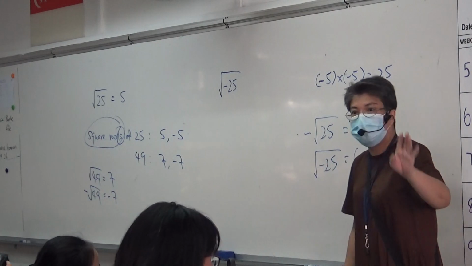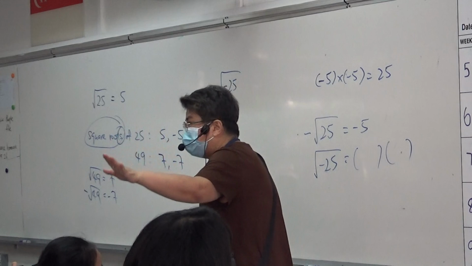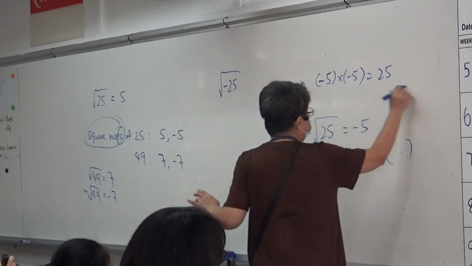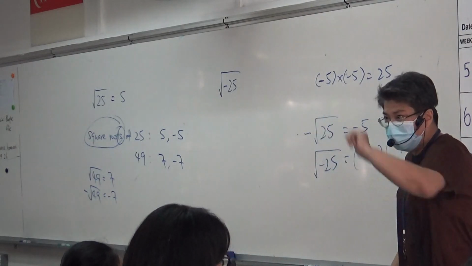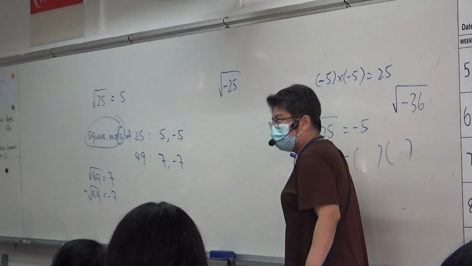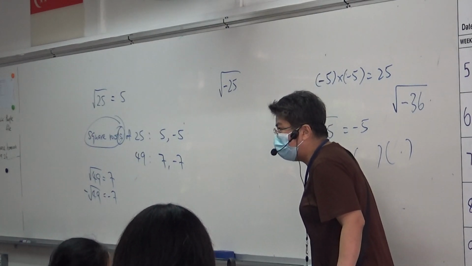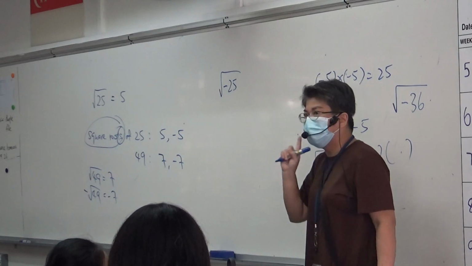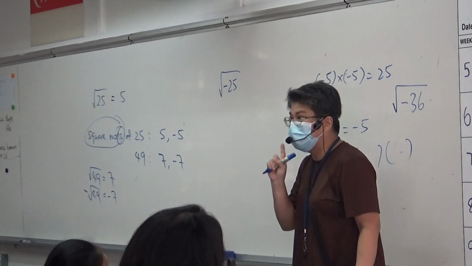That's why the square root of a negative number doesn't exist. That's why it's an error. So when you take the square root of a negative number, let's say negative 36, it also doesn't have an answer. Understand that? But if the negative is outside, then there's an answer. Everybody clear now? You cannot take the square root of a negative number because it does not exist.